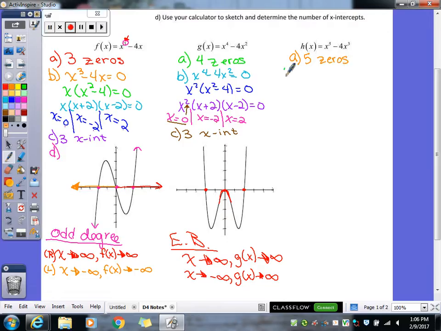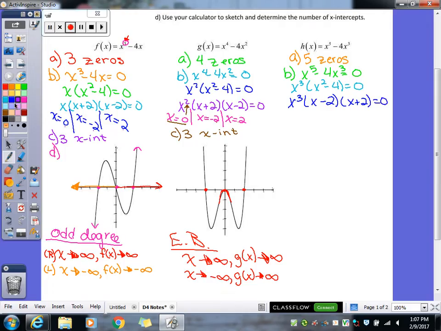Part B, let's find our zeros. So I'm going to set that equal to 0: x to the 5th minus 4x to the 3rd. What's our GCF? x to the 3rd. And yet again, we're left with x squared minus 4, which factors into x minus 2 times x plus 2.